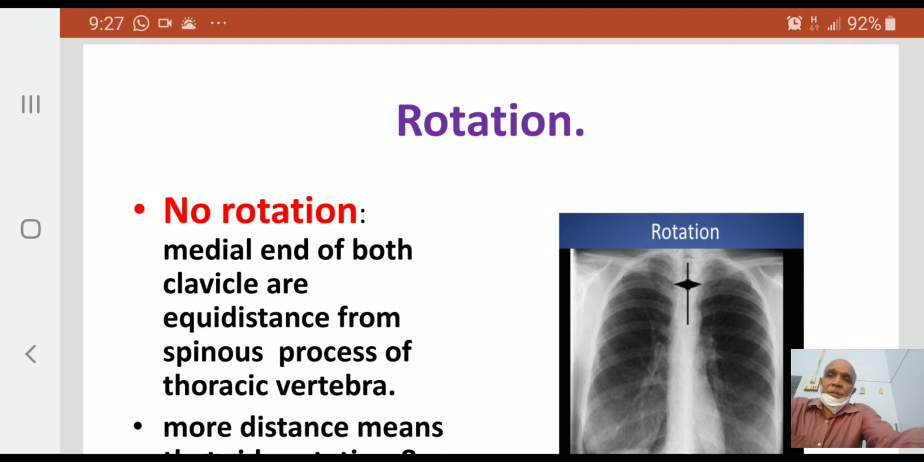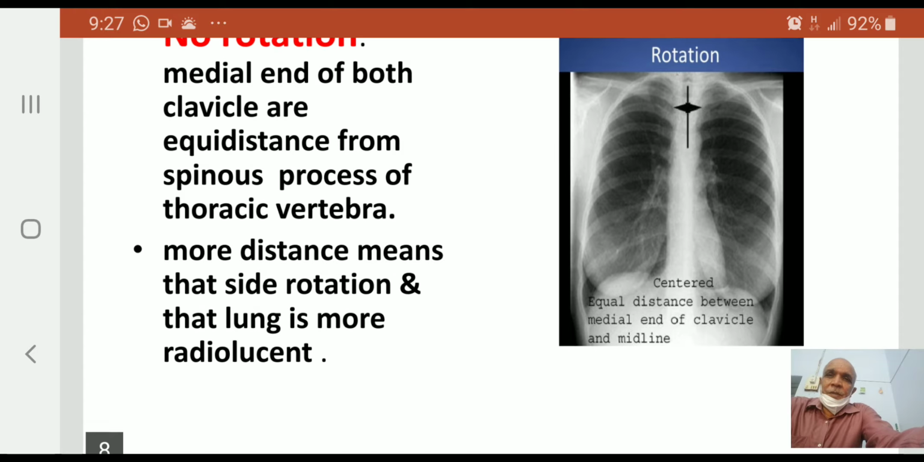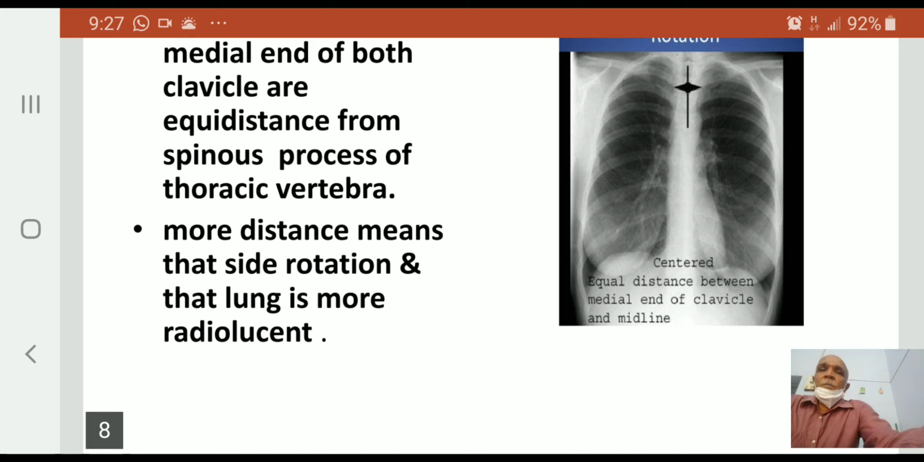The side with more distance indicates rotation toward that side, and that lung is more radiolucent. Suppose in the case of the right side, the distance between the right clavicle and the spinous process is more. We can say this is right side rotation. So the right lung is more hyperlucent compared to the left lung.